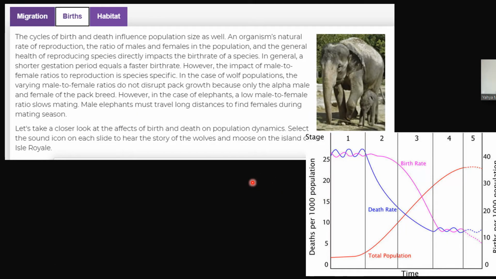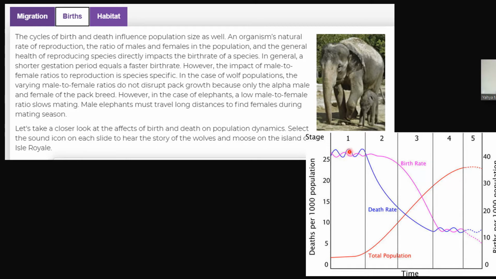Another thing that can influence the population is the birth rate and the death rate. Birth rate means how many of a certain species are being born, and the death rate is how many are dying. So for example, let's take a look at this section of the graph. This number right here tells you how many are being born or dying per 1,000 elephants, for example.